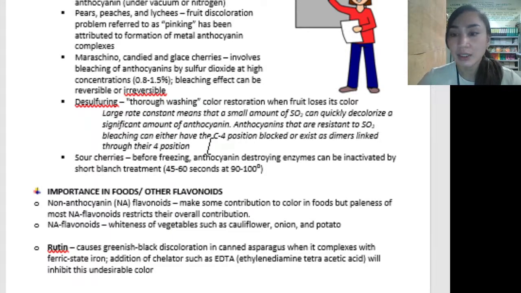So, yan. What else? We have sour cherries. So, sabi, before freezing, yung anthocyanin destroying enzymes niya can be inactivated by short blanch treatment. So, nakakatulong daw yung blanch treatment. Ibig sabihin, at 90 to 100 degrees Celsius, you blanch the plant or fruit for 45 to 60 seconds before you freeze it.